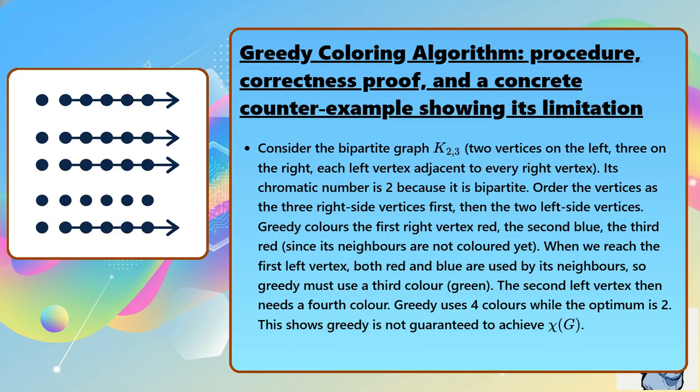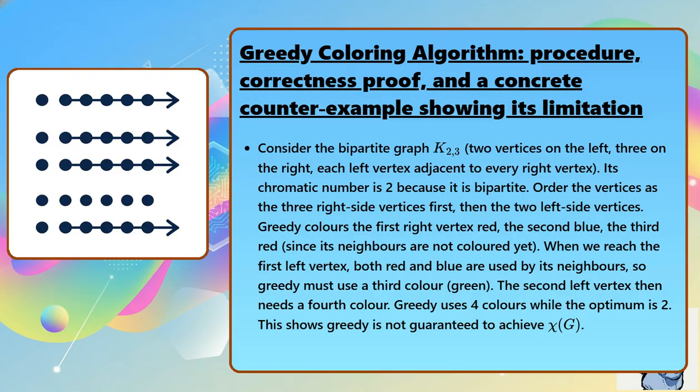Limitation, counterexample. Consider the bipartite graph K2,3, 2 vertices on the left, 3 on the right, each left vertex adjacent to every right vertex. Its chromatic number is 2 because it is bipartite. Order the vertices as the 3 right side vertices first, then the 2 left side vertices.